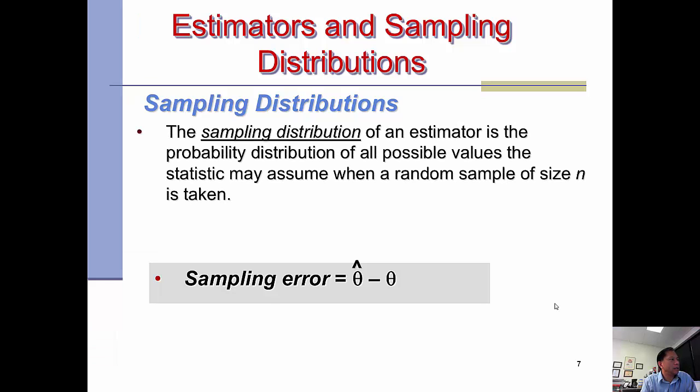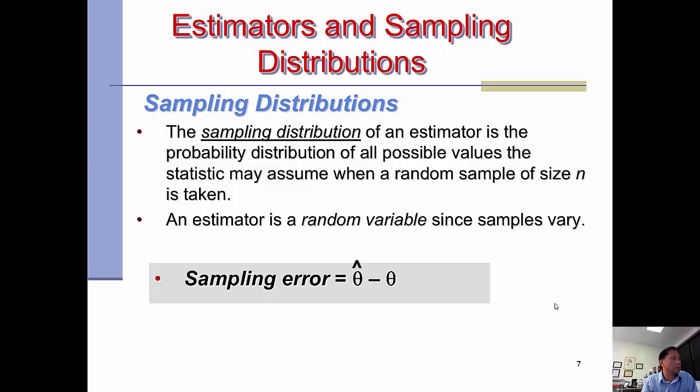Sampling distribution. Basically, the sampling distribution of an estimator is a probability distribution of all possible values the statistic may assume when a random sample of size n is taken. Right? When you take a sample of size n, what is the distribution? It's a random sample, and that probability distribution is a sampling distribution. An estimator is a random variable since the samples vary. Okay? Then the sampling error is theta hat, the estimated value, minus the true value. That gives the sampling error.